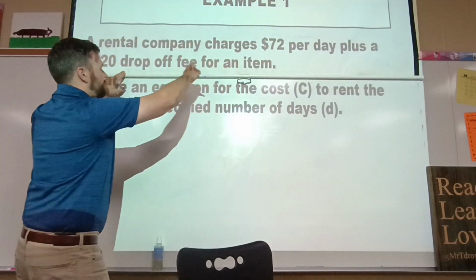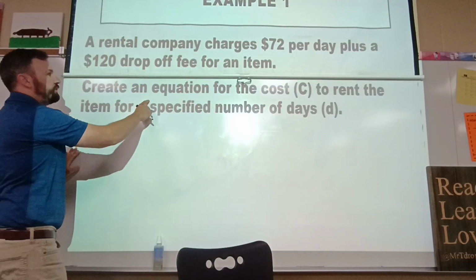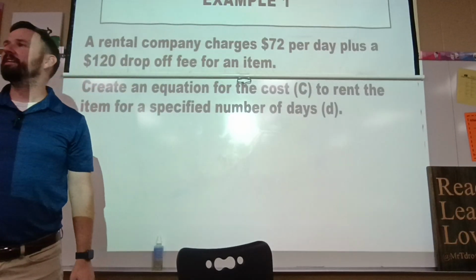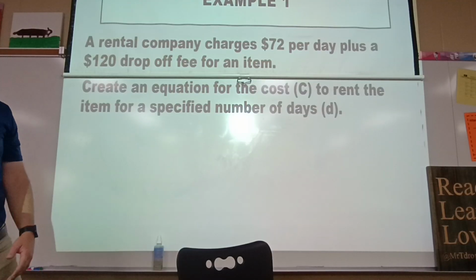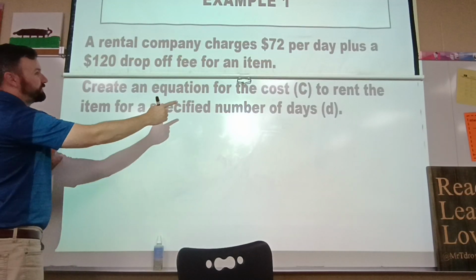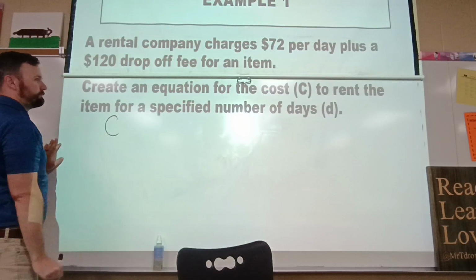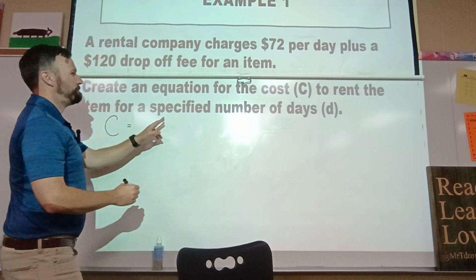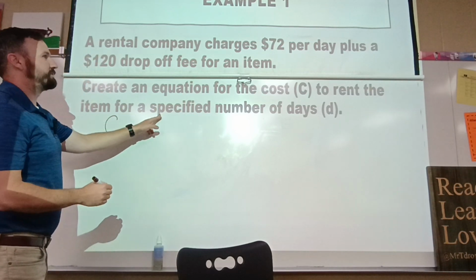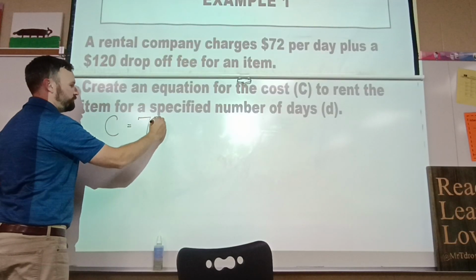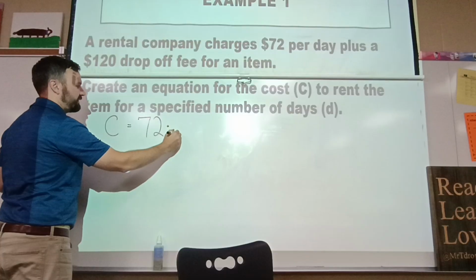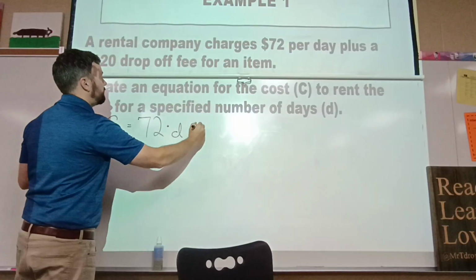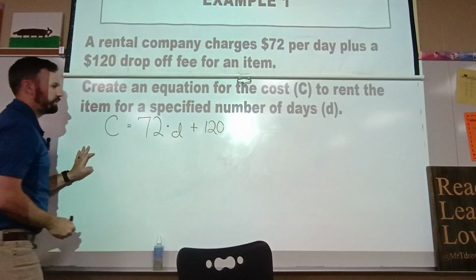So I have a rate and I have an initial. So I'm going to make an equation for the total cost. Don't use C. Don't ever use C when you're writing, because is it capital or lowercase? How do you know? I actually think that usually they're capital. And we're going to do D is number of days. So again, my rate is 72 based on how many days. Slope times days plus my initial. There we go.